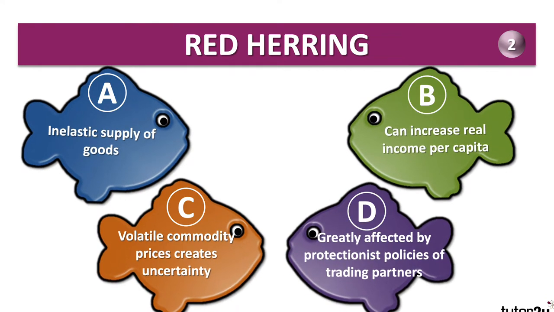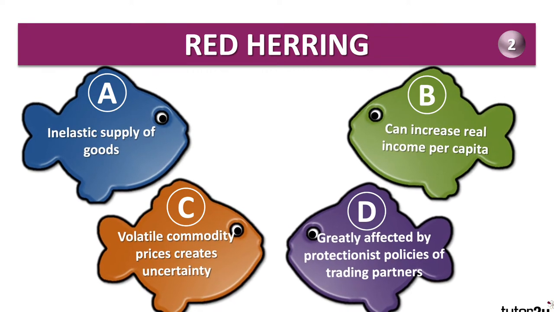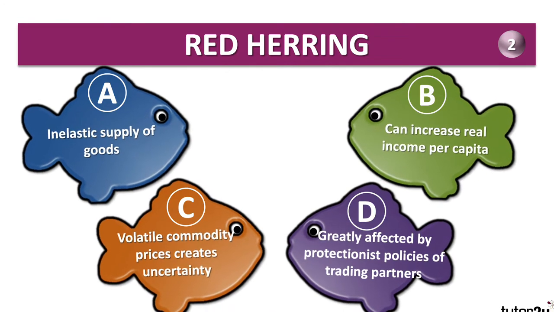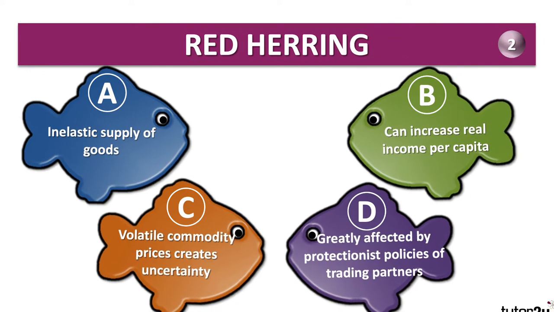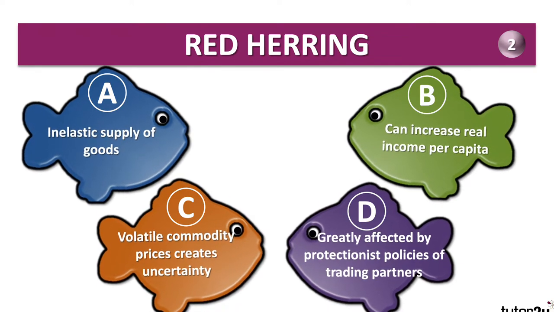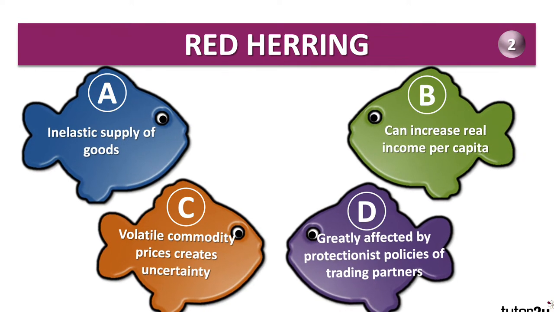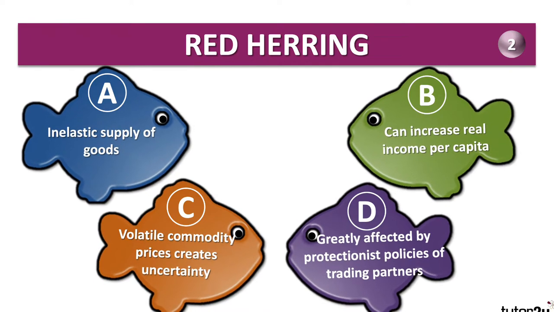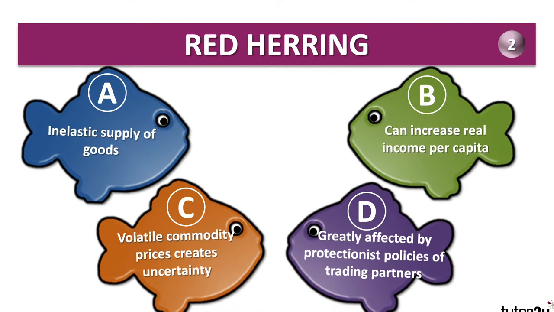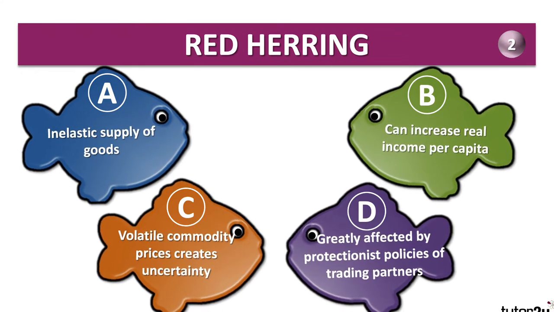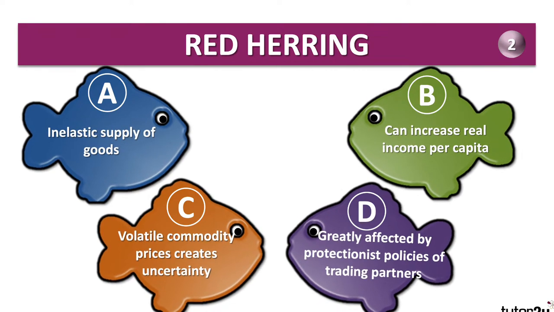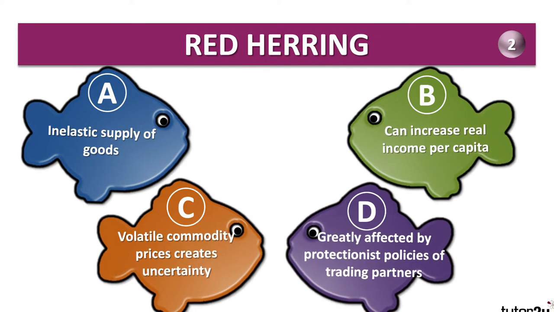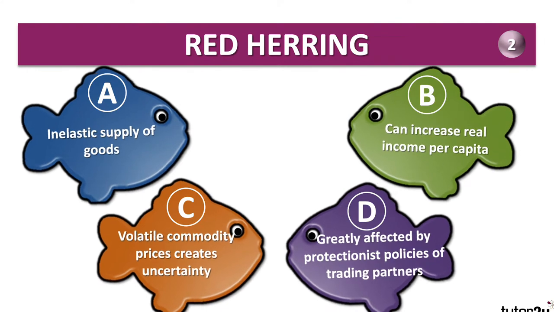So looking at A, we've got this inelastic supply of goods. So that's a really steep upward sloping supply curve, PED between 0 and 1, pretty small there. Then we've got commodity prices, maybe linked to our cash crops that we saw earlier, like coffee and cotton. And we've got real income per capita for B. Remember, that's dividing our total national income by the total population. And then D is about protectionist policies, stuff to do with trade barriers, trying to prevent free trade.